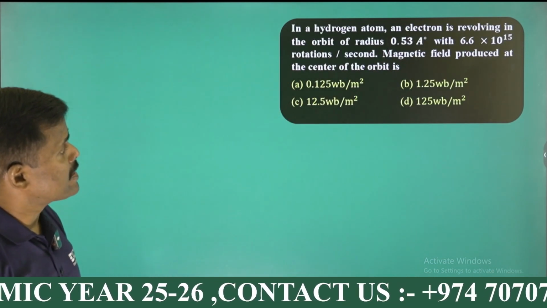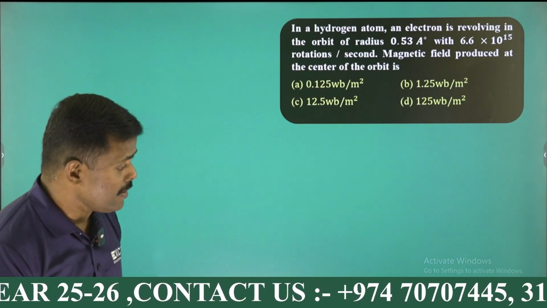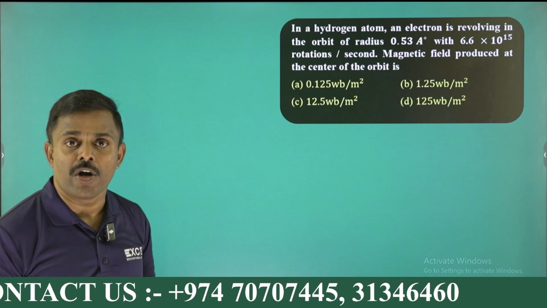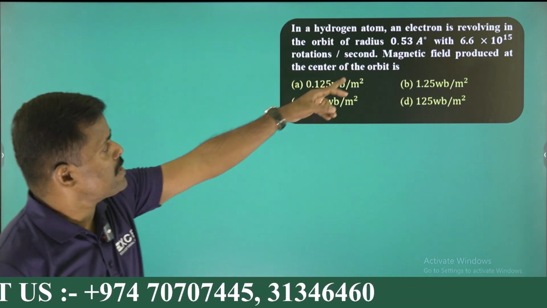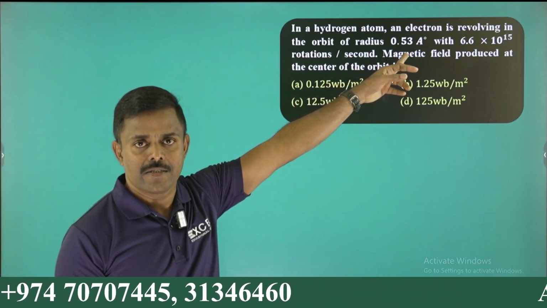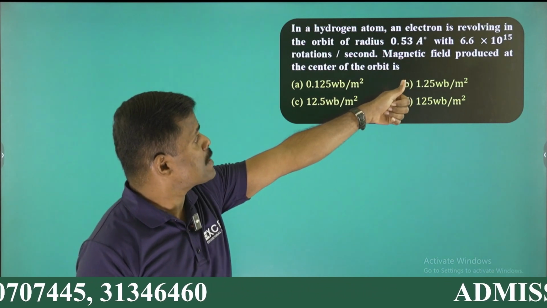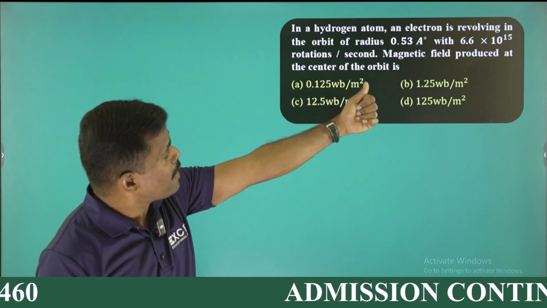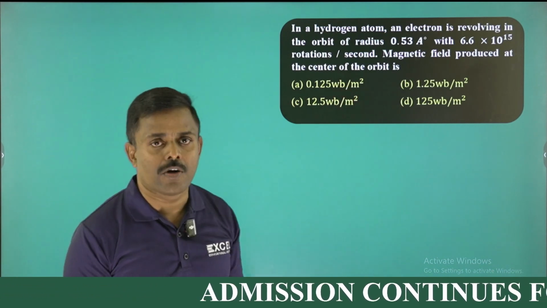In a hydrogen atom, an electron is revolving in an orbit of radius 0.53 angstrom. You know what this radius is? It's called Bohr radius. With 6.6 into 10 raised to 15 rotations per second. The magnetic field produced at the center of the orbit is.